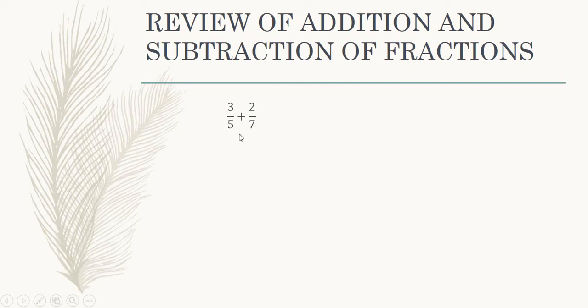So here I have a fraction which is 3 over 5 plus 2 over 7. How would you add this fraction? First, you would need to find a common denominator of 5 and 7. And that common denominator would be 35, right?